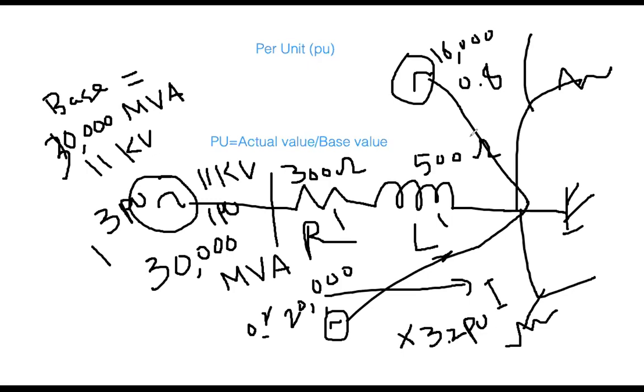The terminal voltage is considered as the base voltage, right? Yes, terminal voltage, typically. So that base value is applied to the entire circuit, like the resistance, inductance, for the calculation. Yes, that's right. The per unit system is just for the calculation purpose. That is not the real thing.